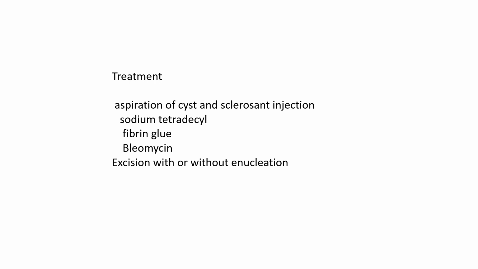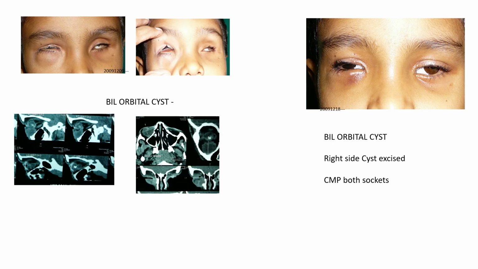Treatment: aspiration of cyst and sclerosant injection. The sclerosant injections are sodium tetradecyl, fibrin glue, or bleomycin. One can excise it with or without enucleation.